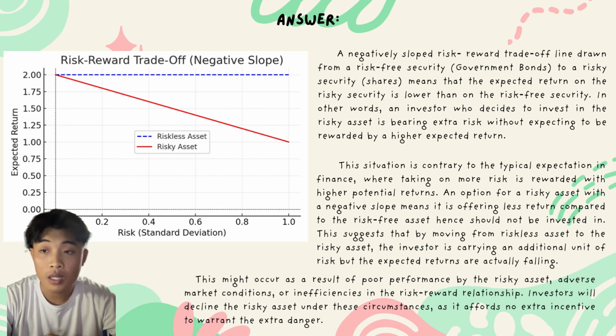This might occur as a result of poor performance by the risky asset, adverse market conditions, or inefficiencies in the risk-reward relationship. Investors will decline the risky asset under these circumstances, as it affords no extra incentive to warrant the extra danger.